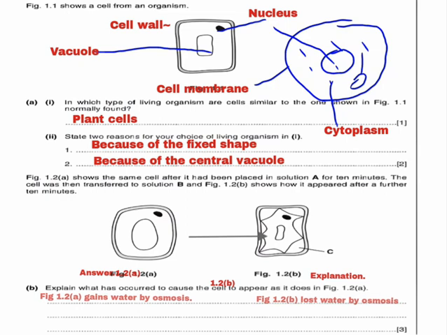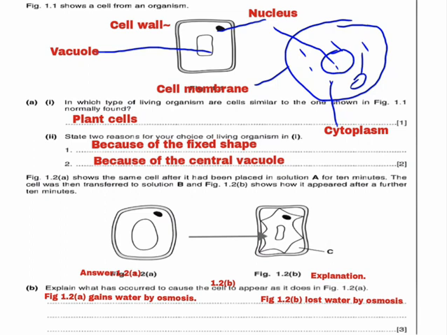Now, it is very, very important for you to understand the definition of osmosis. So osmosis is the random movement of water molecules, or the movement of water molecules from the region of lower concentration to the region of higher concentration through the selectively semi-permeable membrane.